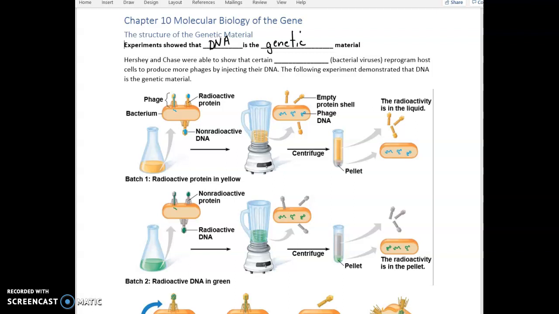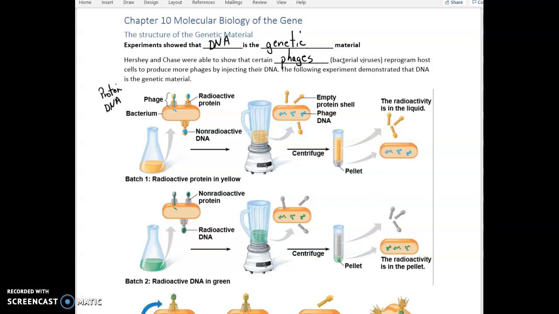Hershey and Chase in the 1950s showed that certain phages, and phages are just a very simple bacterial virus, were able to reprogram host cells and produce more phages by injecting their DNA. And the following is the experiment that they did to show that. Now, they knew that phages were composed of proteins and DNA. That's the only thing in them.